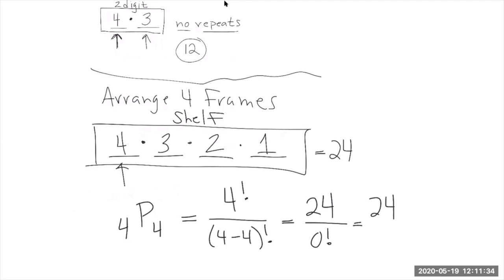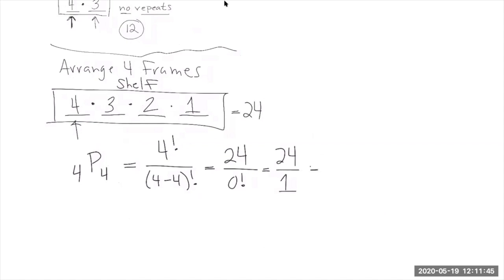And 0 factorial is actually 1, because even if you arrange 0 items, that's still one arrangement. So that's why 0 factorial is 1. So 24 divided by 1 still gives us 24. So that's if you did it with permutations.